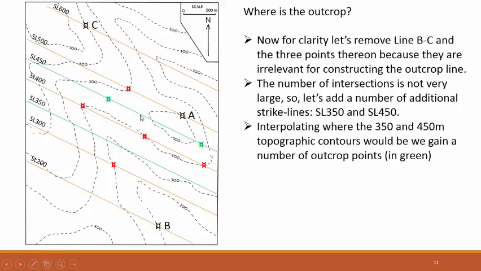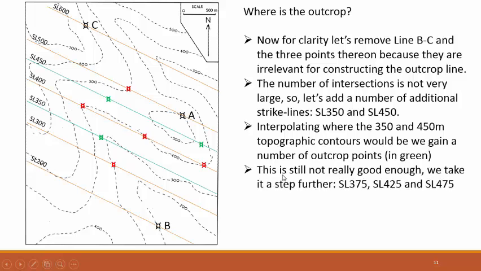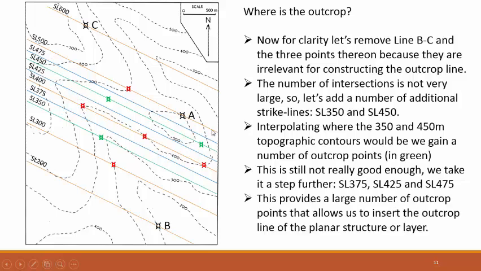Perhaps there might be another point over here. For the 350 we will find exposure over here, one additional point, and that still is not an awful lot. Let's add further, more narrowly spaced strike lines, the 375, the 425 and the 475. Here is the 375, 425 and 475 with additional spacings, and again we can interpolate where approximately the topographic contours would run through and where they would produce intersections.